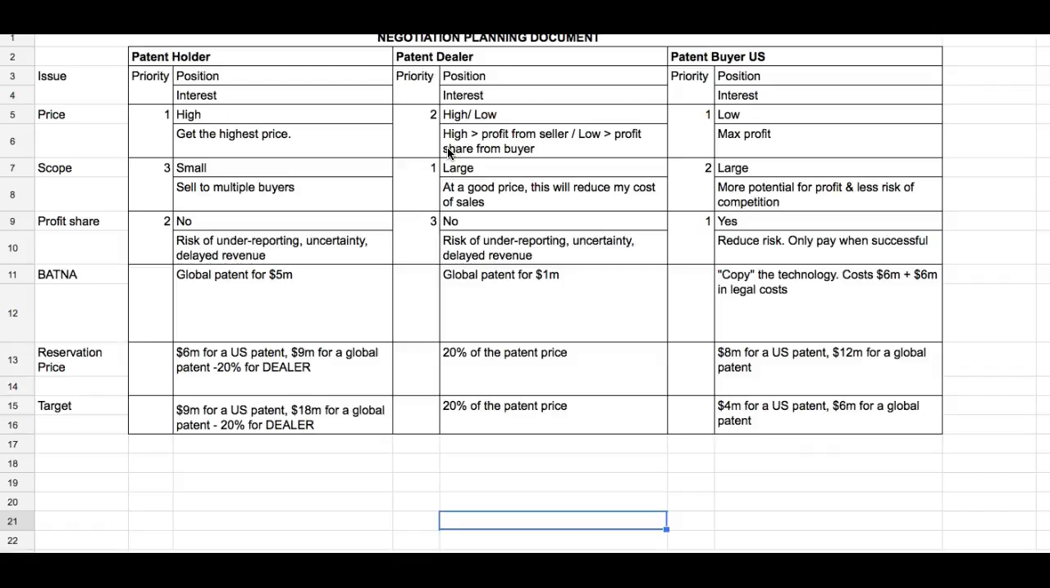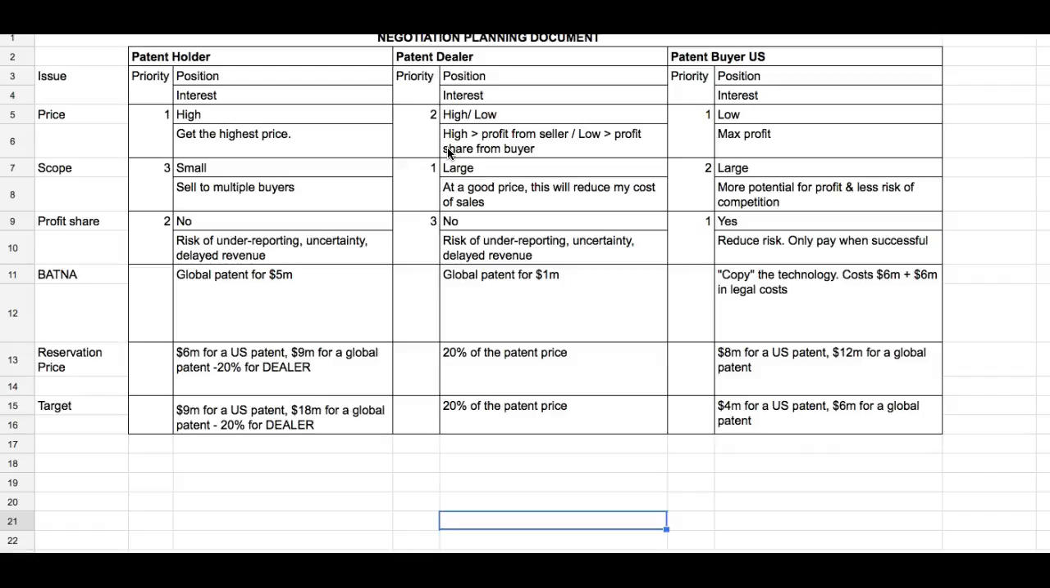Then profit sharing. The issue is profit sharing. That is a matter of, okay, what are we going to do? Am I going to receive a lump sum irrespective of the success of the buyer, or am I going to make a deal where the buyer is actually going to share the benefits of my patent with me? So it's in the best interest of the patent holder to get as much money as possible right at the beginning, right?